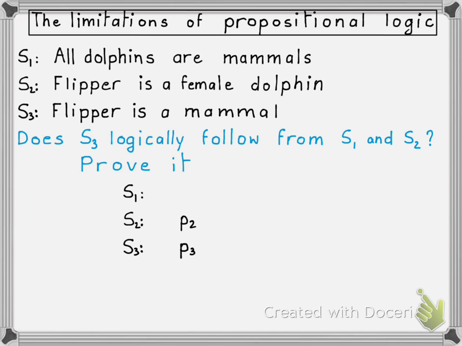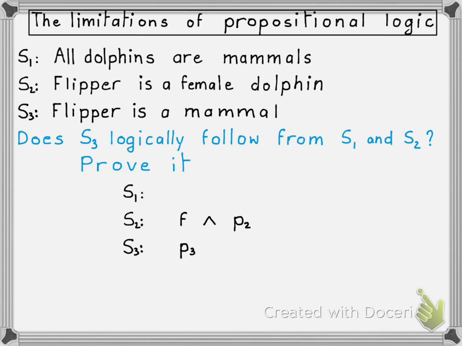So what that indicates is that even though S2 does not contain a logical connective or the word and, it is actually the conjunction of two atomic propositions. So let's call these propositions F for Flipper is a female and P2 for Flipper is a dolphin. So the final translation, the correct translation of S2 into propositional logic is the conjunction F and P2.